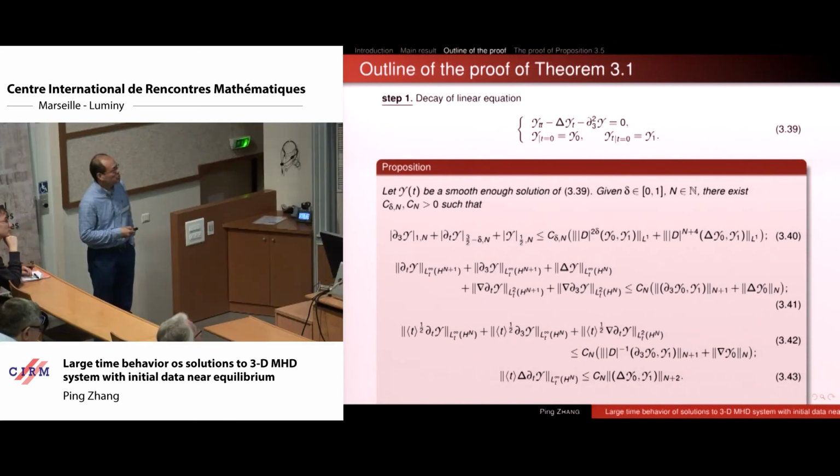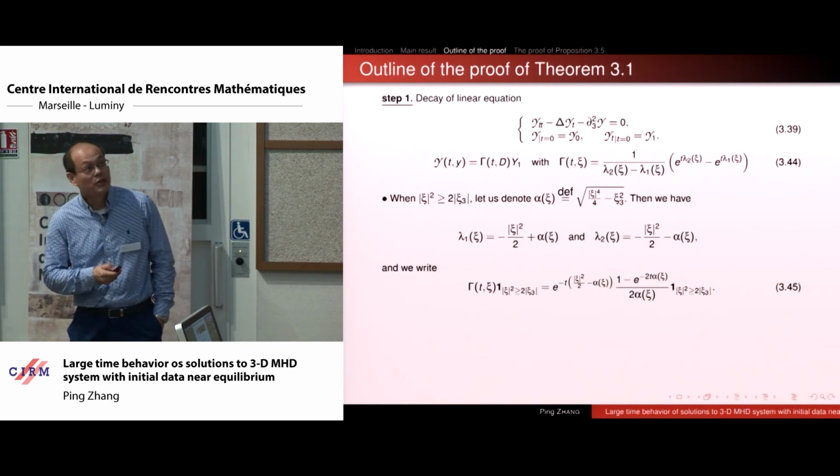And we can even prove this time-weighted energy estimate for this linearized solution. This kind of estimate also tells you that along different directions, this solution should decay to 0 according to different rates. And here, I have a strange norm, which I should explain to you later.